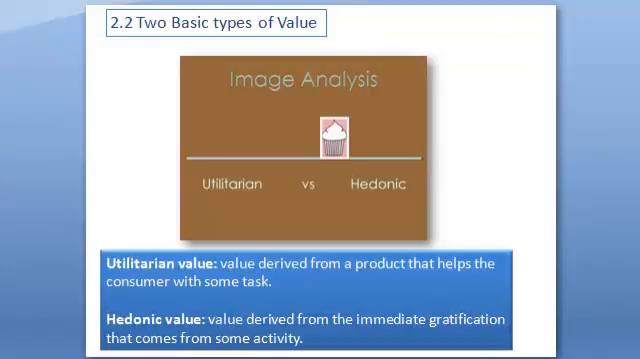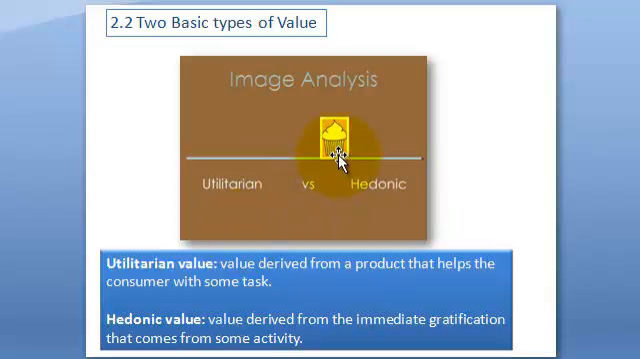Two types of value. There's utilitarian. That's where you utilize or use the product. And there's hedonic. That's more of a feeling. How do I feel? I get immediate gratification. Most products are on some sort of a scale. They're not one or the other.